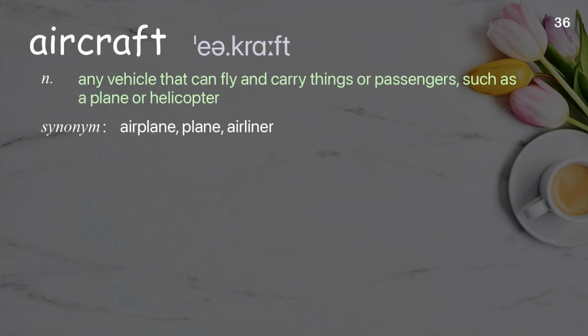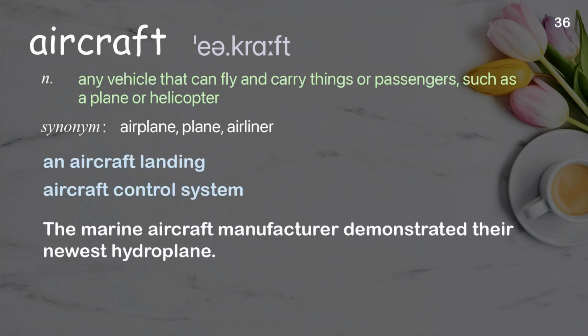Aircraft. Any vehicle that can fly and carry things or passengers, such as a plane or helicopter. Examples: An aircraft landing. Aircraft control system. The marine aircraft manufacturer demonstrated their newest hydroplane.